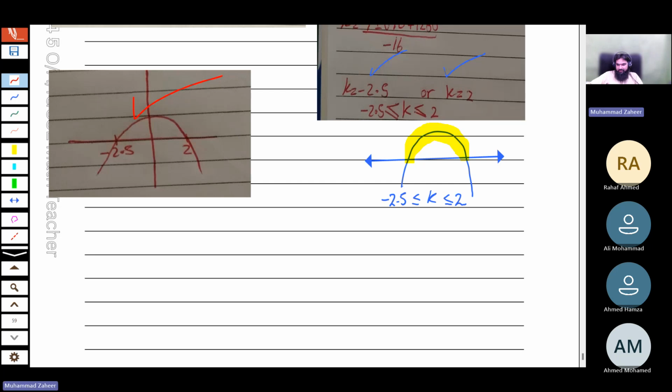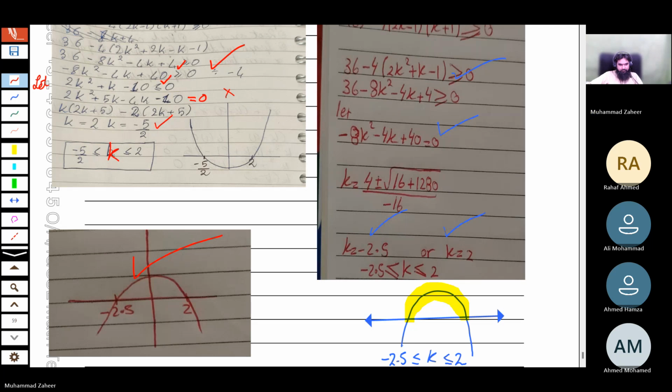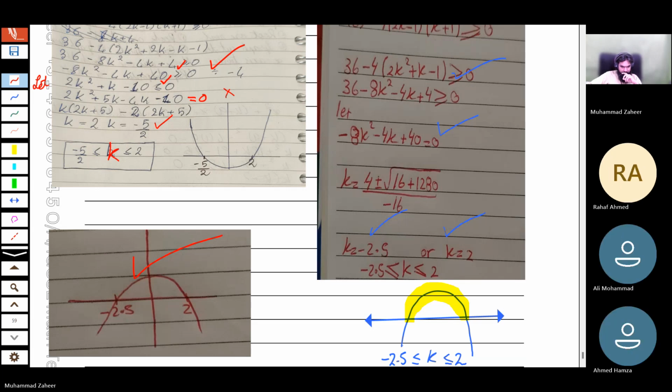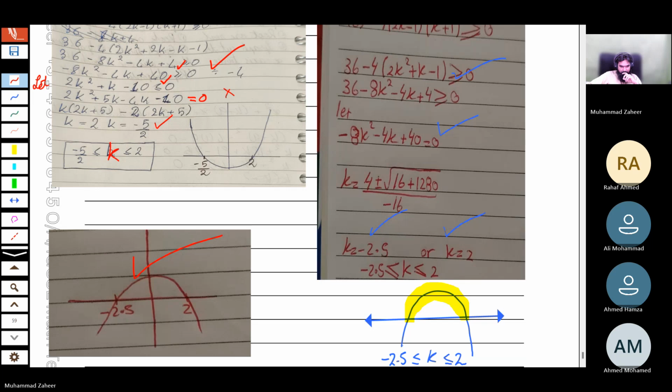Yes, please take some minutes here. This is the last question. Yes, Rahaf, Ahmed and Muhammad, you are doing? Yes, Ahmed Muhammad.